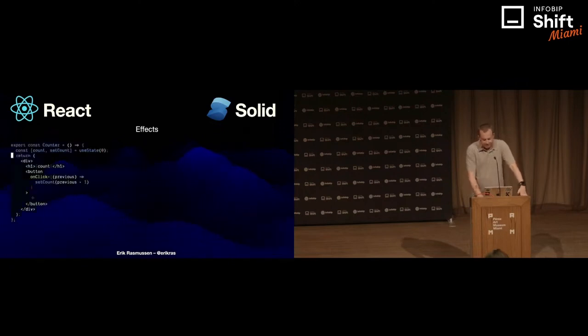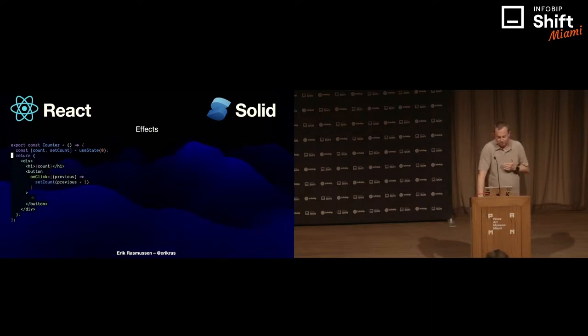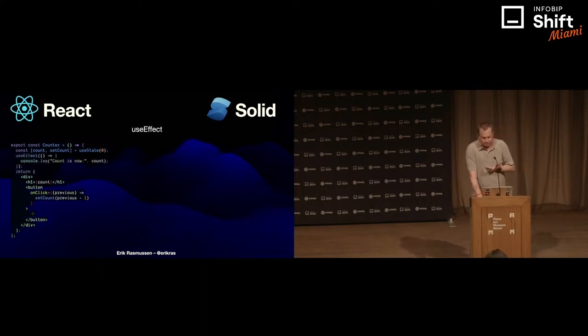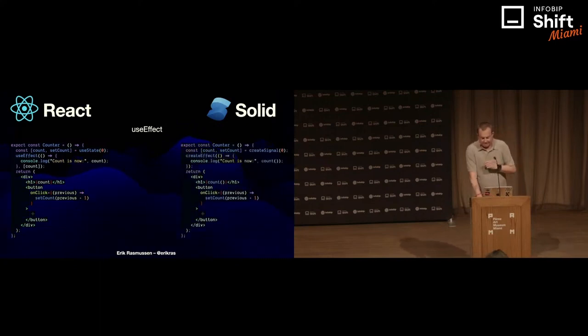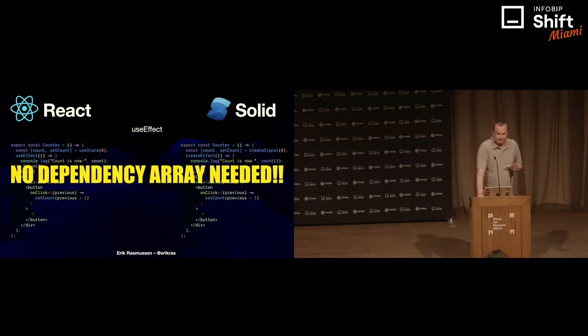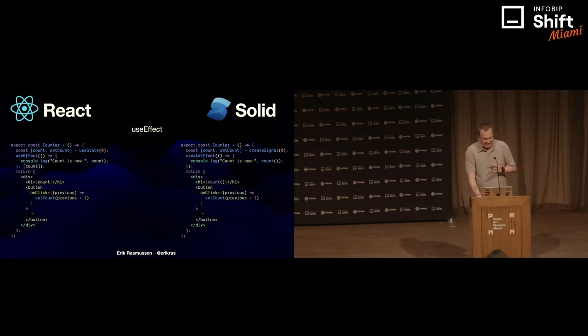So how do we do an effect in React? Well, say we want to just print out something to the console when the count changes. We're going to use everyone's favorite hook, and well, we can't forget the dependency array. And in Solid, all we do is we use createEffect, and wait, we can't forget the dependency array. No, sorry, never mind. No dependency array needed because of the way signals work, Solid knows that in this createEffect, that function depends on the count signal. So anytime the count changes, it knows to rerun that effect.